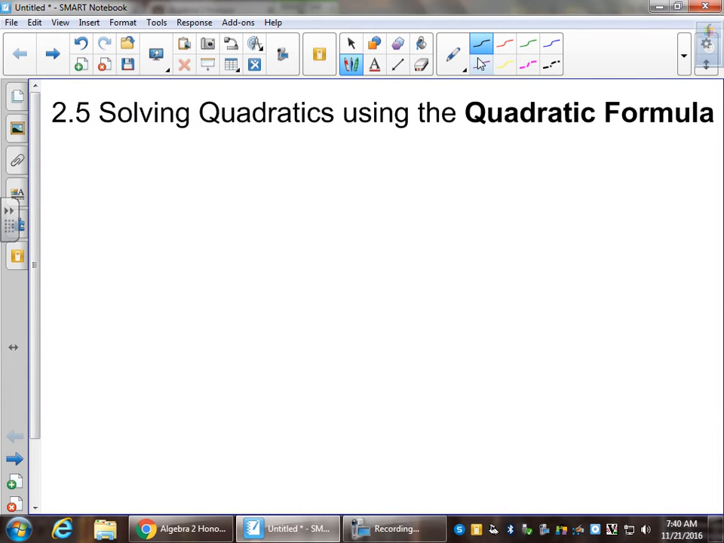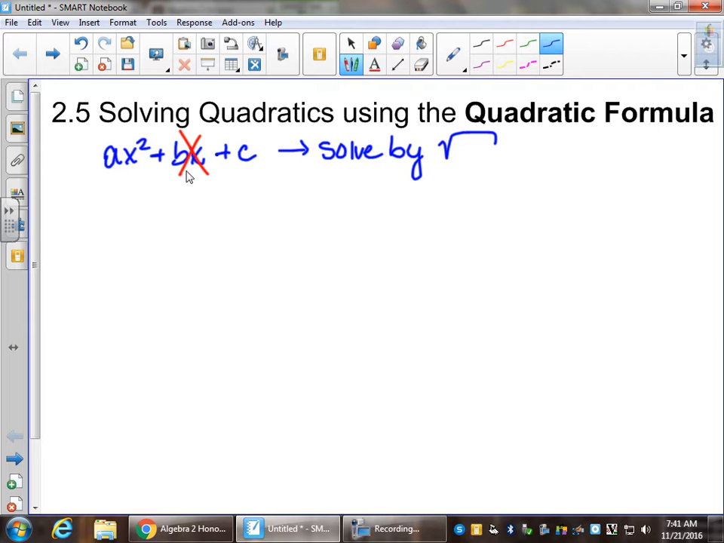Good morning. Today we are on our day 3 notes, which will be all about solving quadratics using the quadratic formula. Up until today, we had no B term. When we don't have a B term, when this B term does not exist, we can solve by square roots. When we have a B term present, that is when we'll talk about using the quadratic formula.